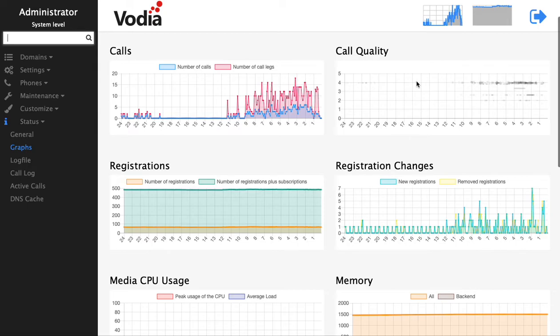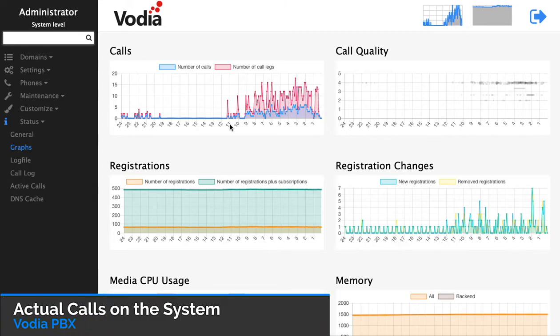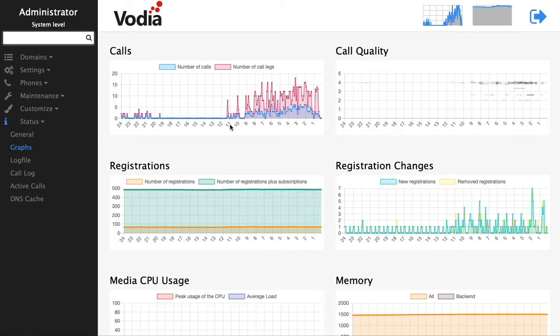So when you log in, we first of all show you the call graph, which consists of two components. One is the actual number of calls as the user would perceive it. So a call can actually consist of just a single call leg or multiple call legs. If one person calls another person, we usually have two call legs, because the first one calls into the PBX and then the PBX calls out of the PBX to the other party.